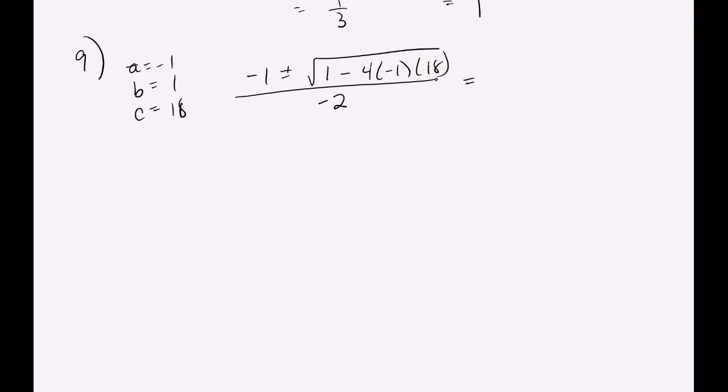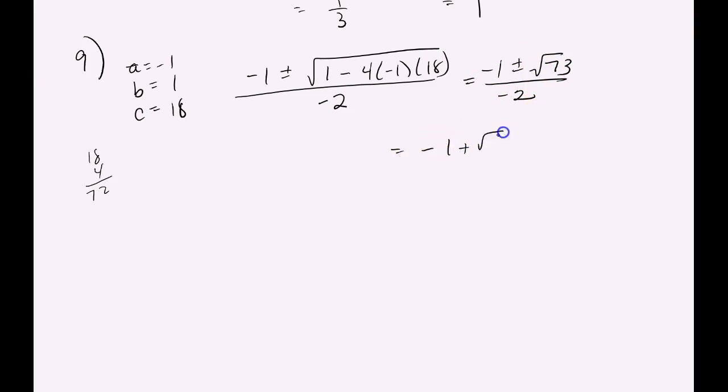Is that a 72? Wait, let me make sure. 18 times 4, that is a 72. So a 1 plus a 72. So negative 1 plus or minus the square root of 73 all over negative 2. The square root of 73 does not break down, or I don't think it breaks down, and I'm not going to have a calculator, so I'm just going to rewrite it.